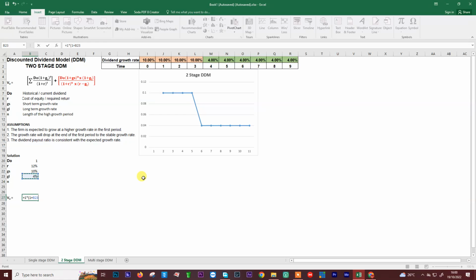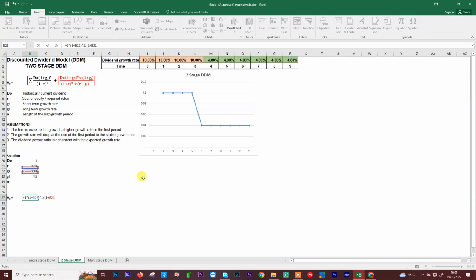1 plus that value, let's put the values like that, and then power, Shift 6. You can see on your keyboard Shift and 6. That represents power. Power 1, and then we're discounting that, divided by, open the brackets, 1.12. 1 plus 12%.